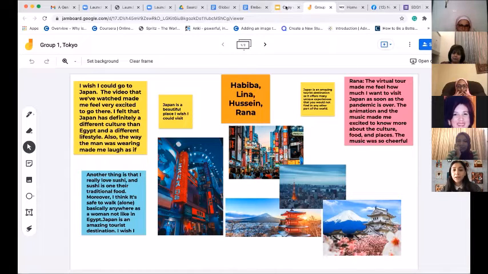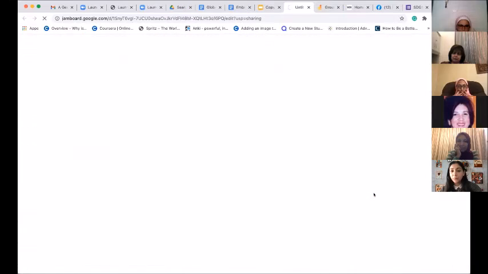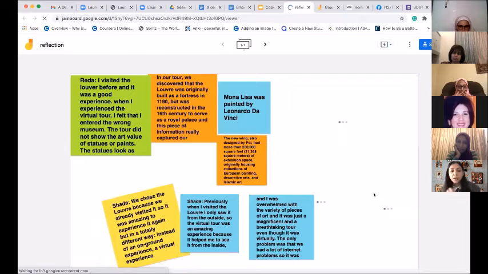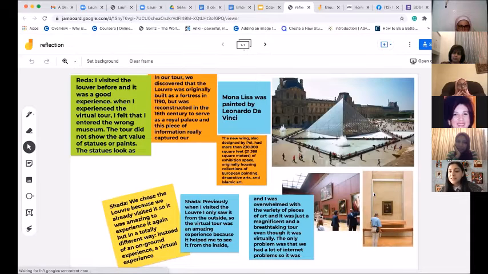Let me get back. The group that went to Paris visited the Louvre, and they had very insightful reflections. Some of them actually visited the Louvre physically, in person. And they said that the virtual visit is different from the actual one, and they expressed how different it was. Some people said that I feel the virtual one wasn't as strong or as interesting as the actual physical visit to the Louvre.